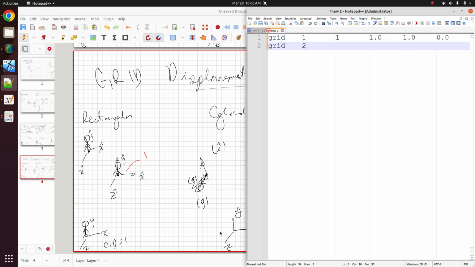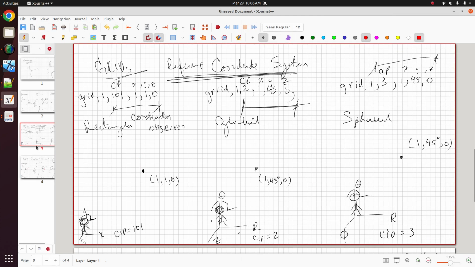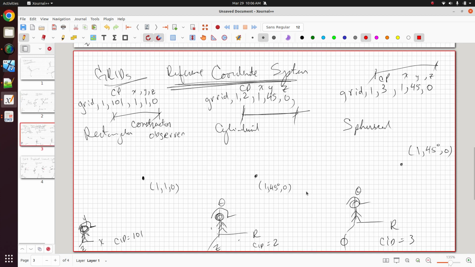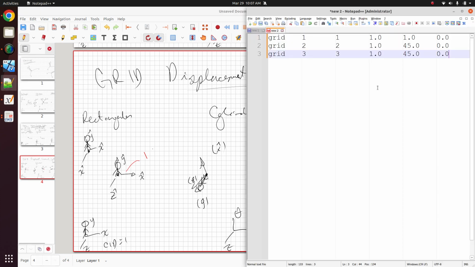Grid 2, and maybe that's going to be at 2 in coordinate system 2. So this is the construction coordinate system right now. 1, 45 degrees, and then 0. And we'll go ahead and repeat that for the third point. Grid 3 in coordinate system 3 is going to have these coordinates and 0. So let me go back here, see if I have points assigned. 145, okay. And then here I need to define the coordinate system, so there would be a coord 2r maybe. It has the ID.